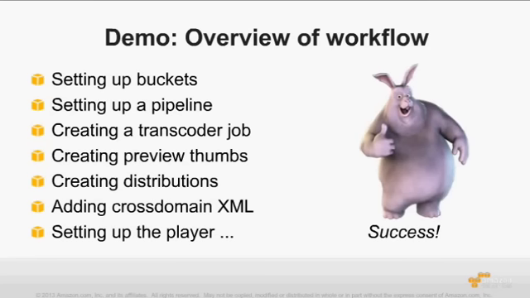So the first step is quickly going through S3 buckets. Then there's a couple of steps to set up in the transcoder: a pipeline, a job, create thumbnails. Then we go to Cloudfront. We set up a couple of distributions, and we make sure that through a cross-domain file, a player that lives on one domain can actually load the files from Cloudfront domains. And then lastly, we'll go to JW Player and actually set up a video player and start streaming.